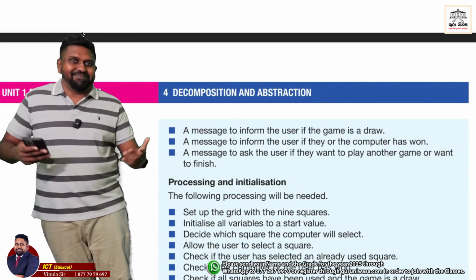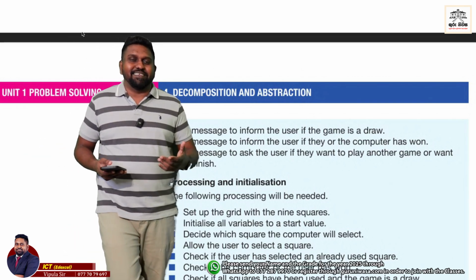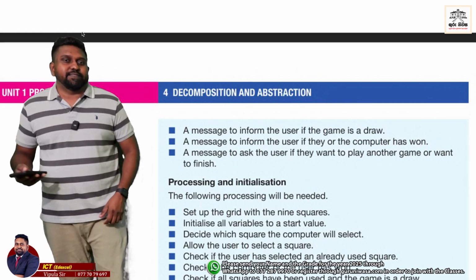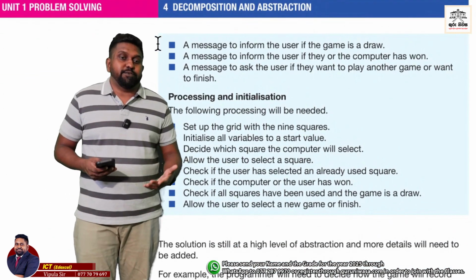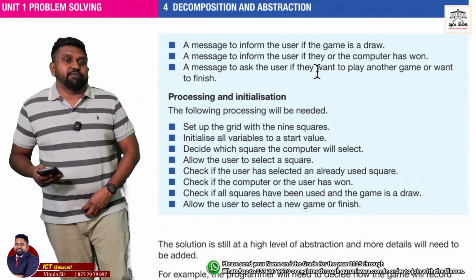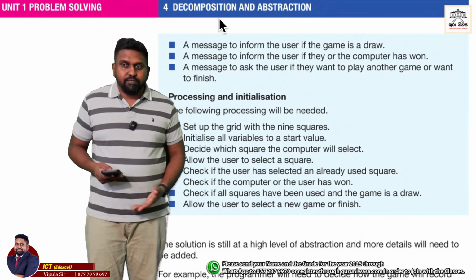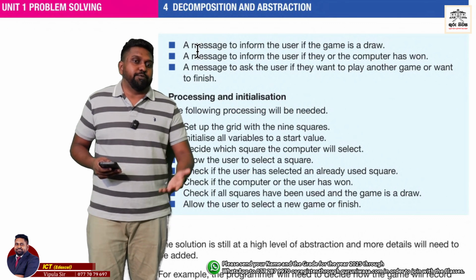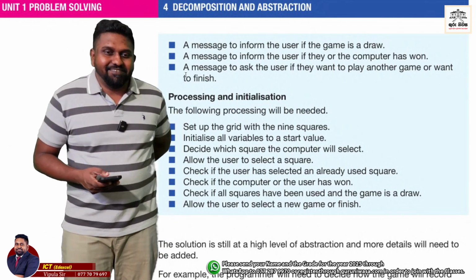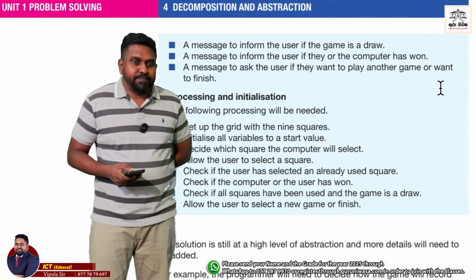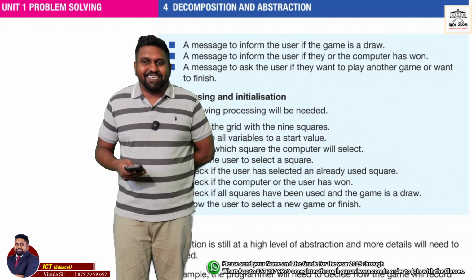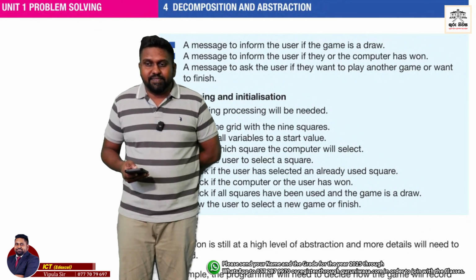Okay, so it will be two messages, either one message saying that they won, or another message saying the computer won, and a message to ask the user if they want to play another game or they want to finish. It should ask whether you want to continue also. So that's the next point, right? So when that is done, then we understood all the required actions, right? So these actions are now sorted out.